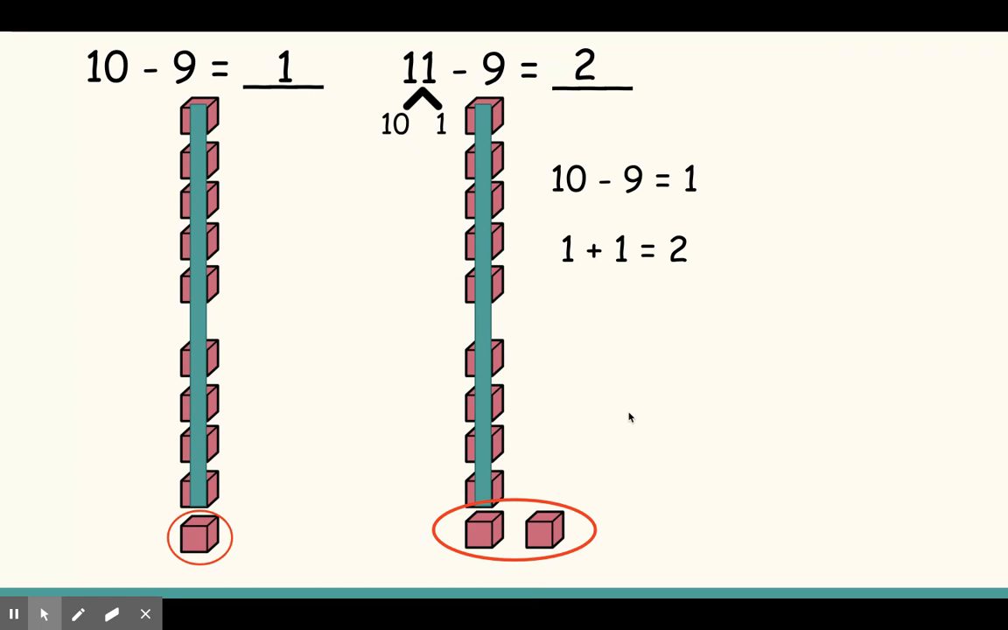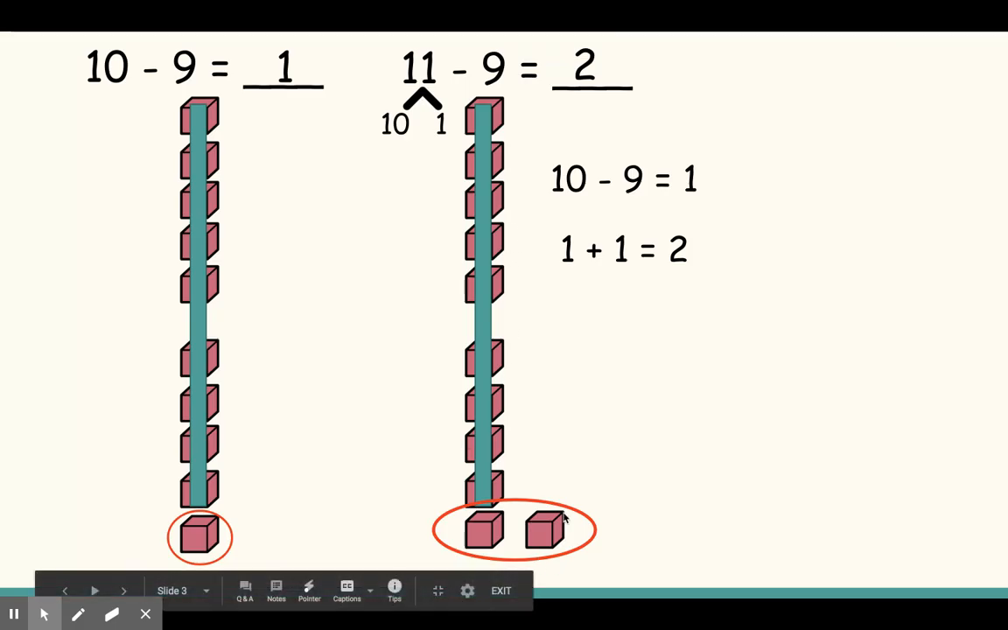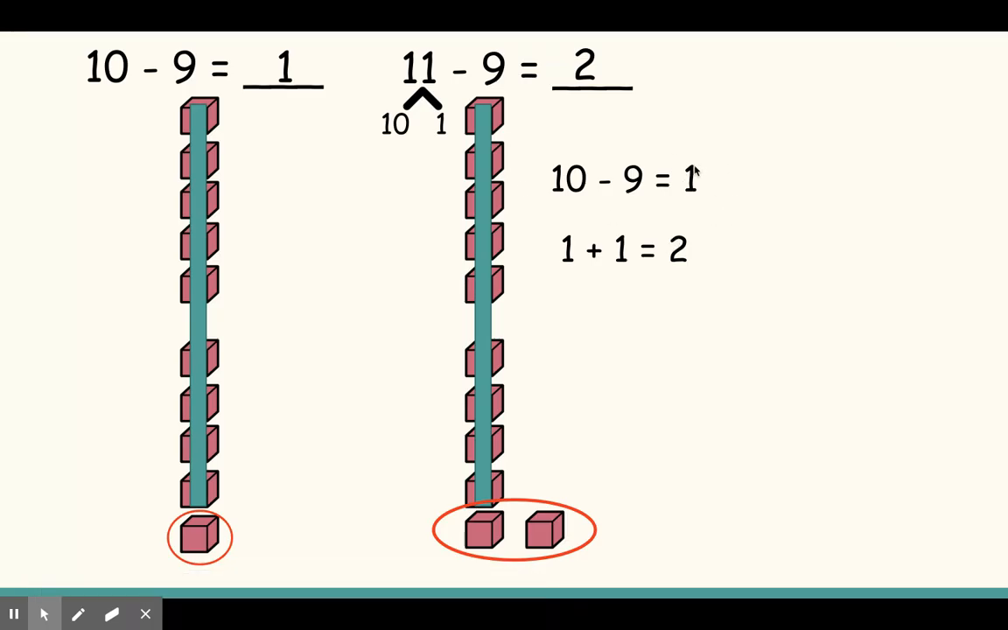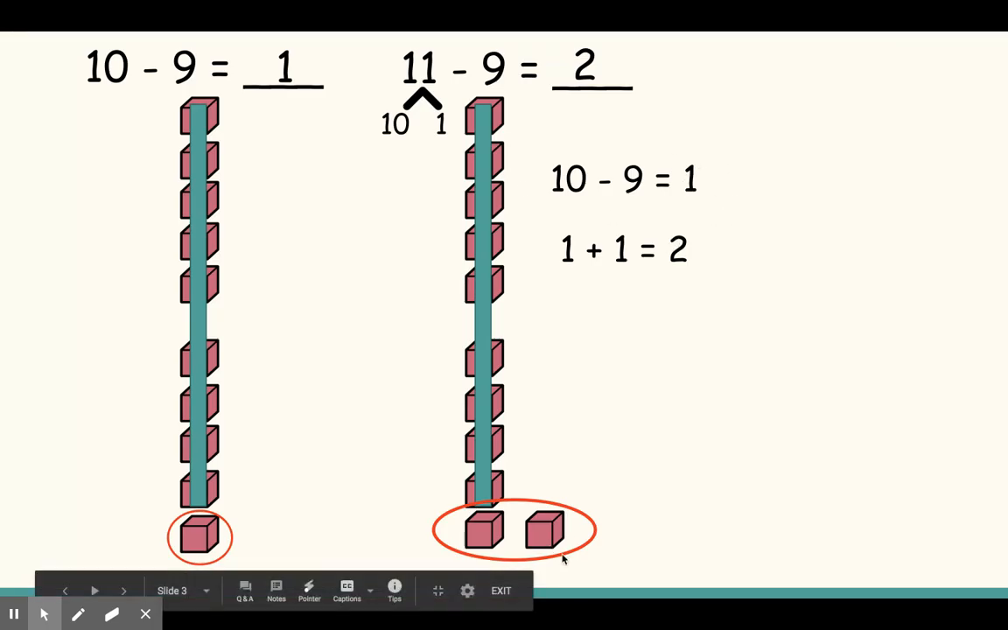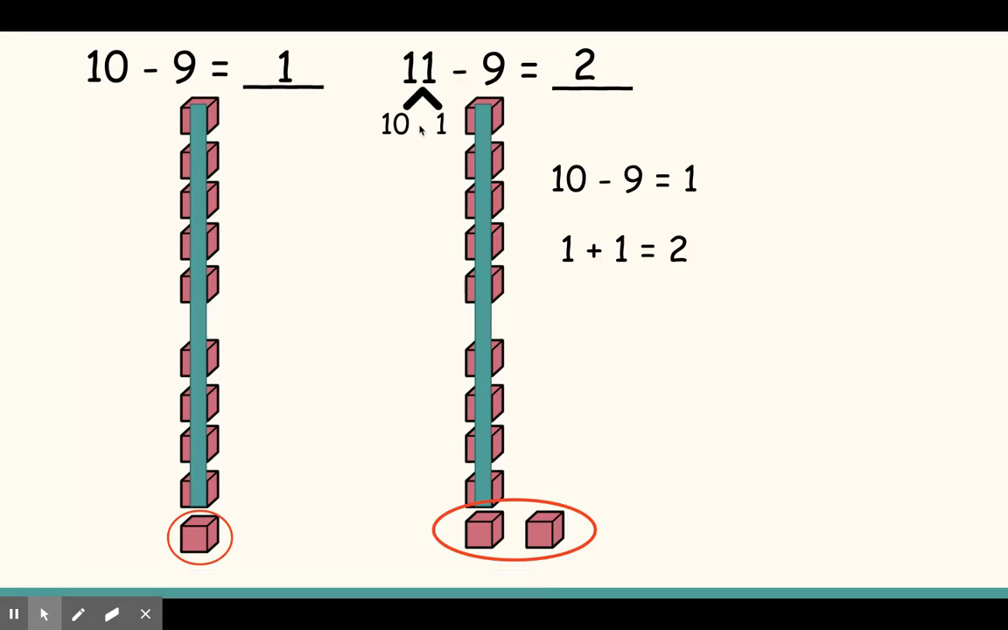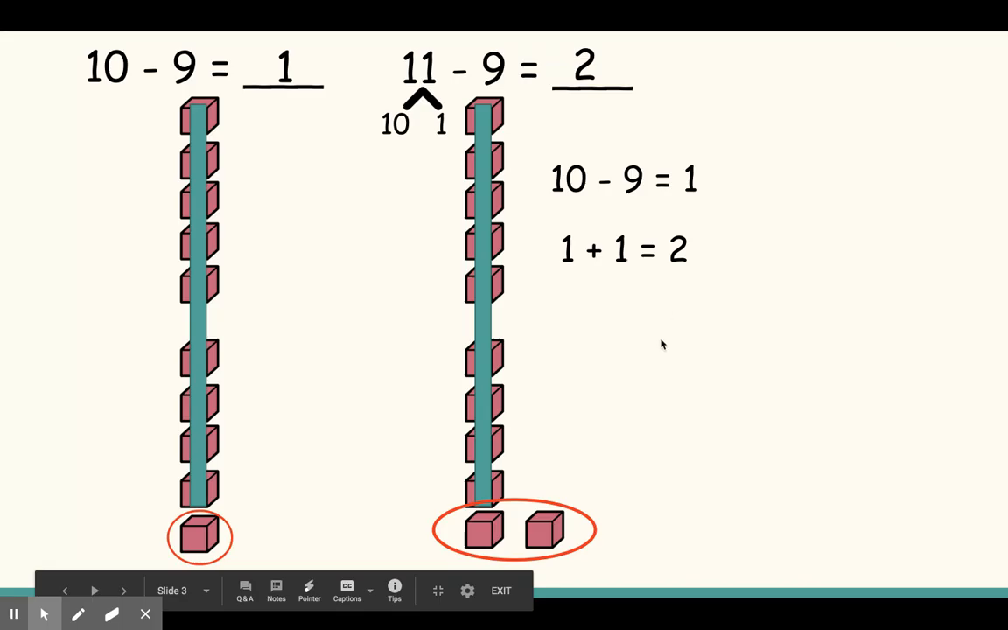We were splitting 11 using our number bond style into 10 and 1. Here was 10. Here is 1. We subtracted from the 10, and that gave us a difference of 1. But we can't stop there because we still had this extra part over here of 11, and we needed to add those two together to get 2.